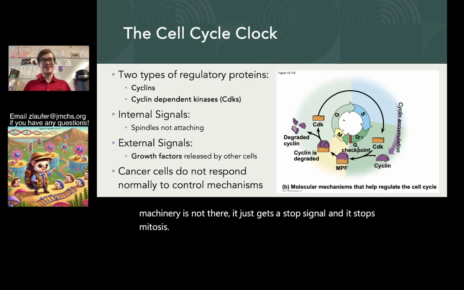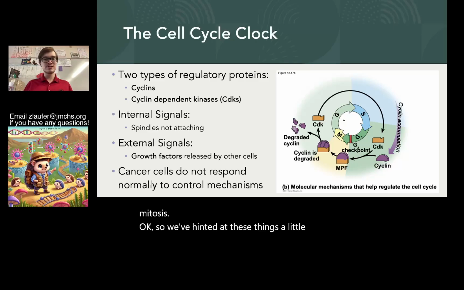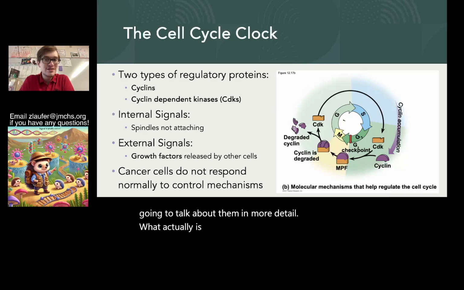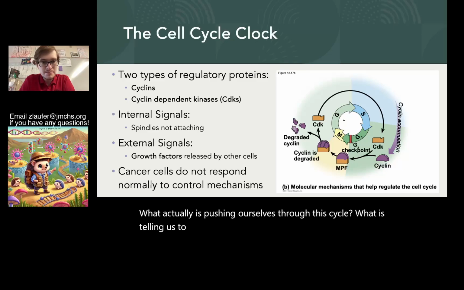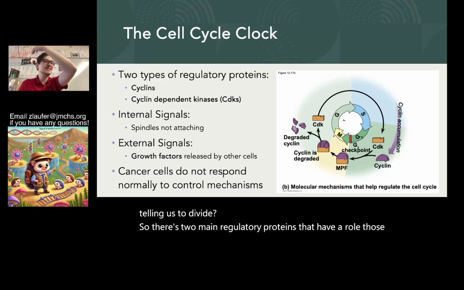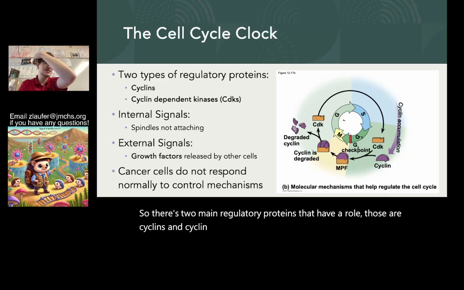Okay, so we've hinted at these things a little bit, but now we're going to talk about them in more detail. What actually is pushing ourselves through this cycle? What is telling us to divide? So there's two main regulatory proteins that have a role. Those are cyclins and cyclin-dependent kinases.